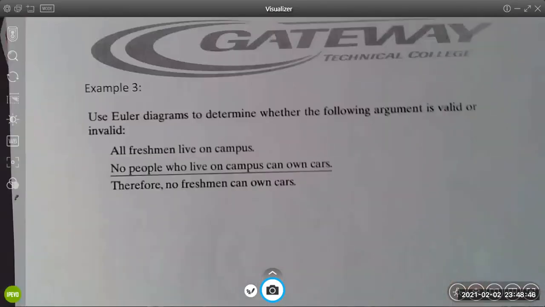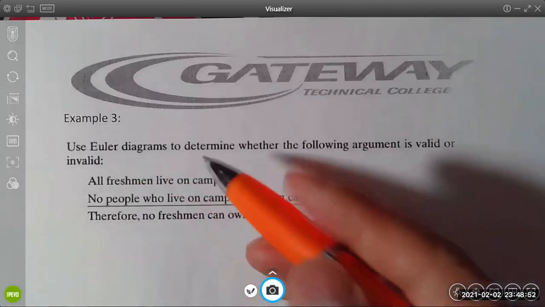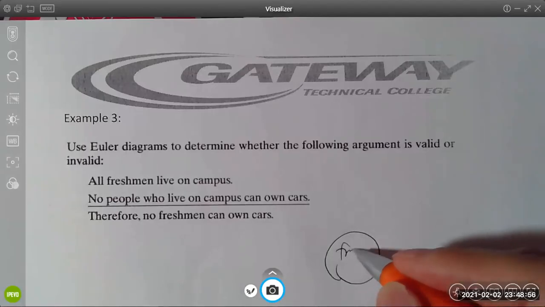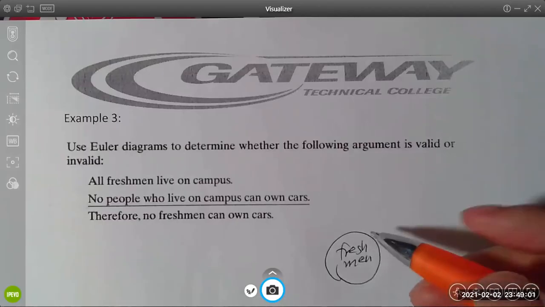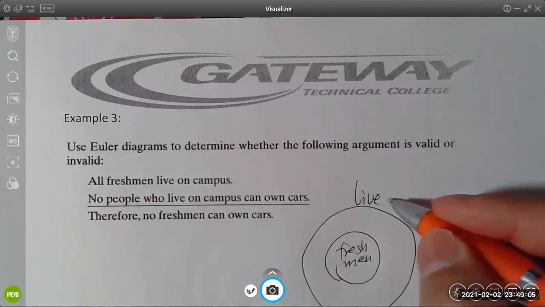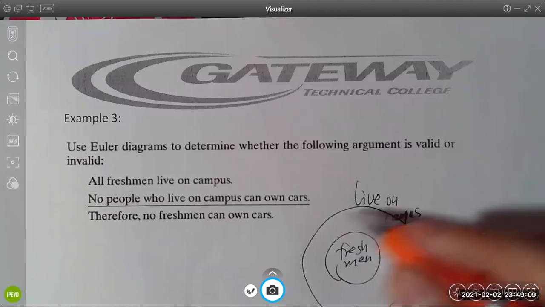Now let's look at the third one. All freshmen live on campus. Two circles, all A are B. That's the basic model. This represents freshmen. Live on campus is not a circle, so this is live on campus. All of the people live on campus. So all A are B.